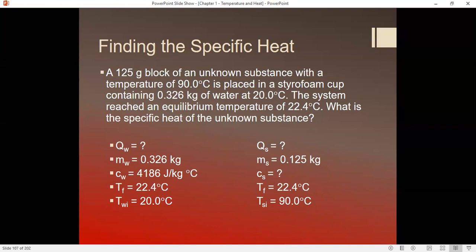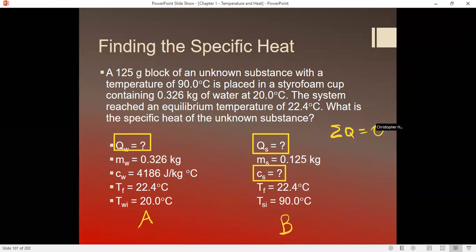Okay. All right. What don't we know here? Well, we don't know the specific heat of this metal. We can look at the specific heat of water, that's fine, 4186. We also don't know how much heat will flow from this unknown substance to the water. So I'm going to set myself up, set my table up. This will be substance A. This will be substance B. And I say that the total change in heat has to be equal to 0. So QW plus QS is going to be 0.